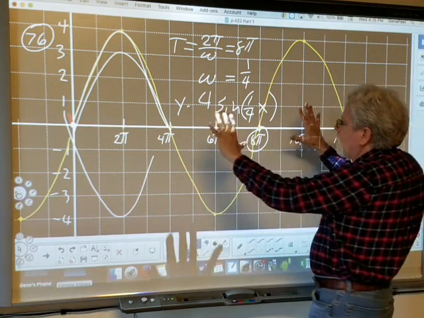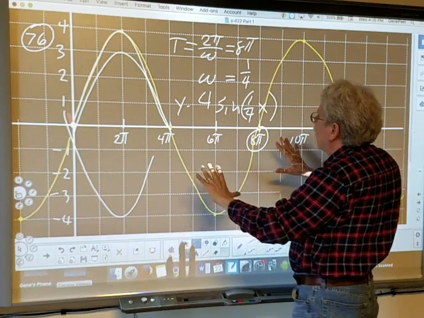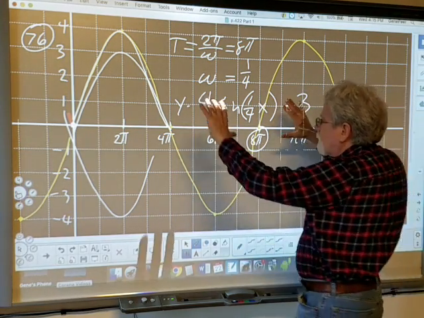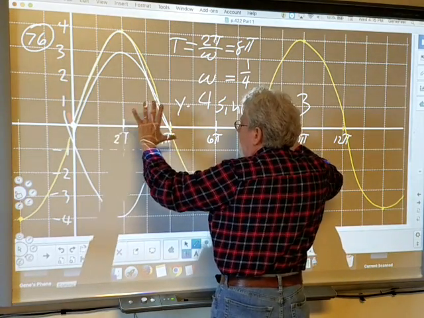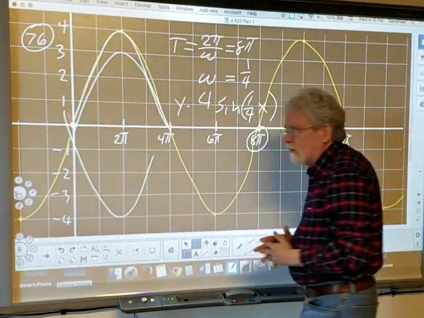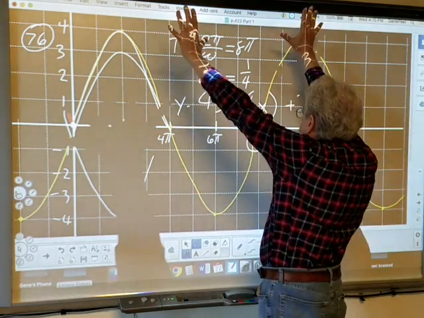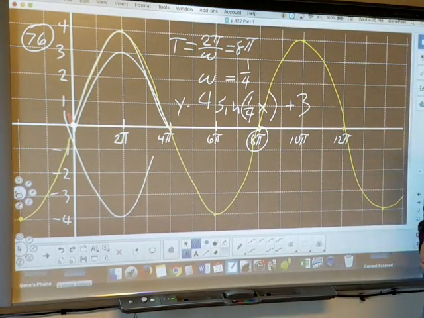We can also move the whole thing up or down by adding something. If I were to put a plus 3 on the end here, I would just take the whole thing and shove every single point up 3 units. The minimum points, the maximum points, the zeros, everything up 3 if I put a plus 3 on the end. Would not be a very difficult concept, but we skipped over it just to save time.